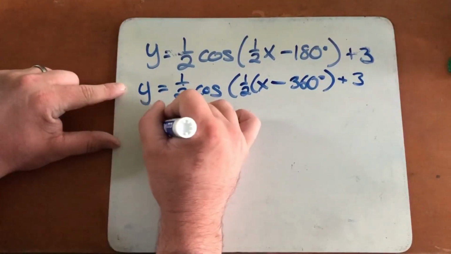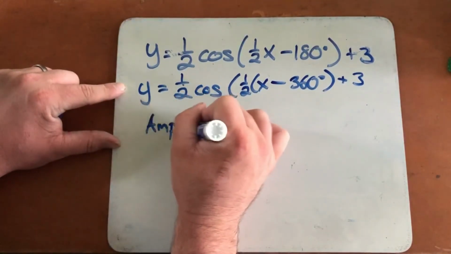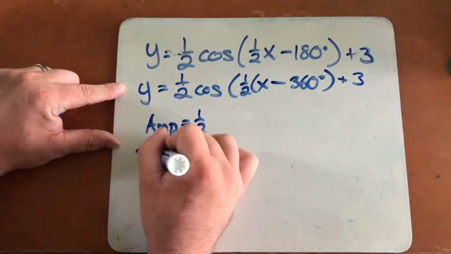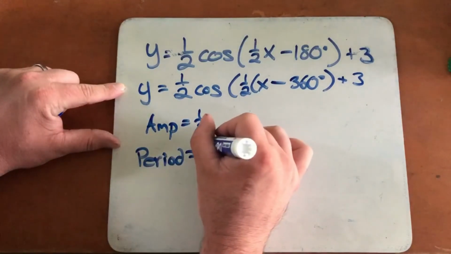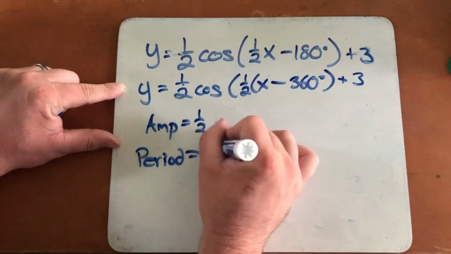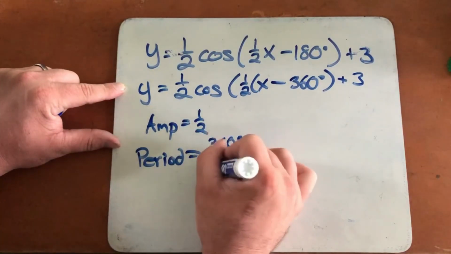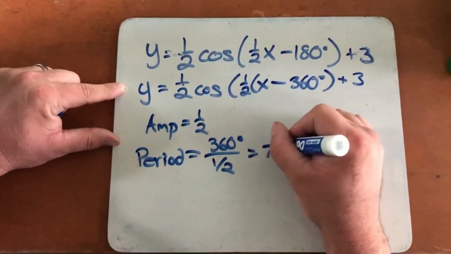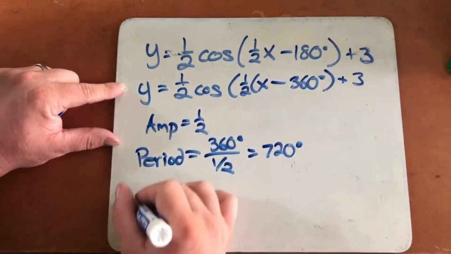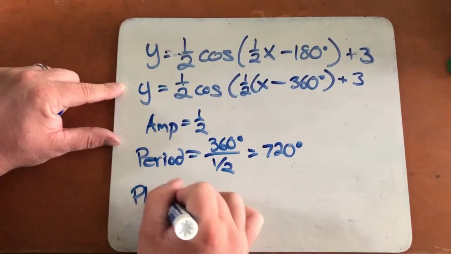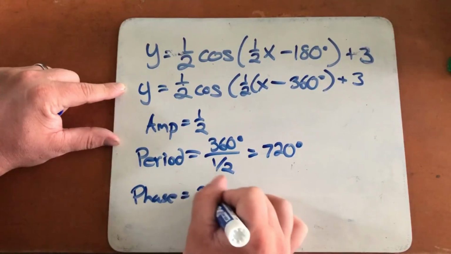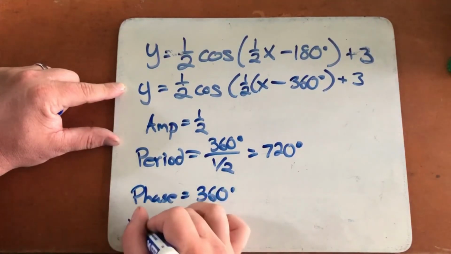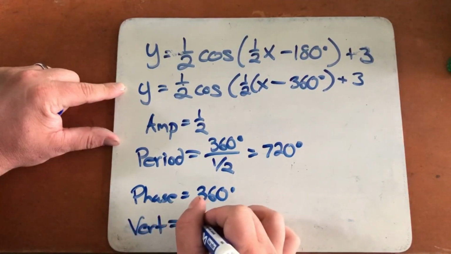So that means my amplitude is 1/2. My period, please take note that this one is in degrees. So this would be 360 degrees divided by 1/2, which is essentially multiplying by 2. So that's 720 degrees. I have a phase shift of positive 360 degrees because I have to change the sign, and a vertical shift of 3.